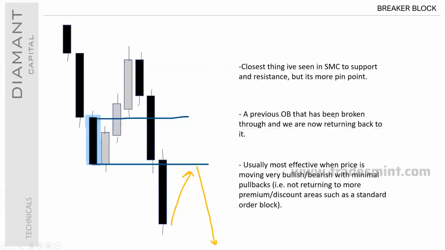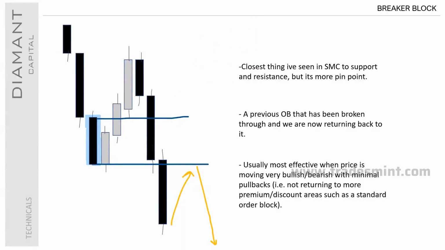So what it is: a previous order block that has been broken through. We've smashed right through it to the downside, and now we're returning back to it. Usually it's most effective when prices move in very bullish or bearish with minimal pullbacks. So what do I mean by that? Sometimes you're going to get perfect order flow where price moves like this. But how often do you see that? Very rarely. I'm going to be honest.